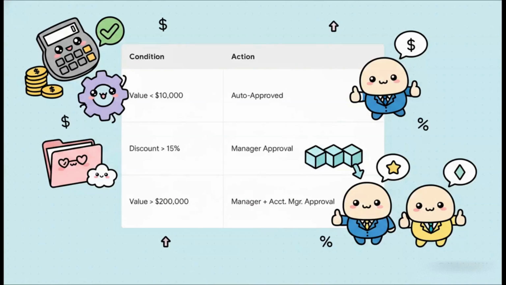Check it out. If a sales rep puts in a request for under $10,000, fine. The system can just auto-approve it. No one needs to look at it. But if the discount is over 15%, boom, it automatically gets routed to a manager. And for those really big deals, over $200,000, well, that's going to need two sets of eyes, both the manager and the account manager. You see? This is your business strategy now hard-coded into the system's DNA.